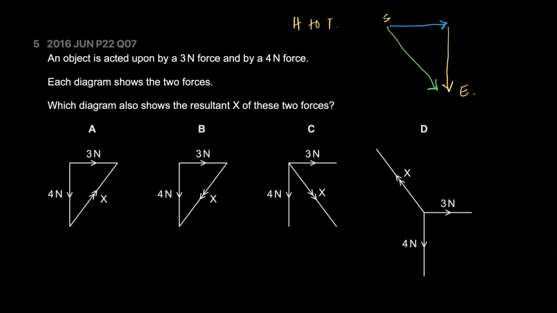What diagram is doing the best job of this? Well, take a look. X looks a lot like our picture over here, right? This is my resultant. And it makes sense. If an object is over here, and someone's pushing it to the right and someone's pushing it down, it's going to move that way, right? This is the resultant of that vector, not that, not that, and not that.